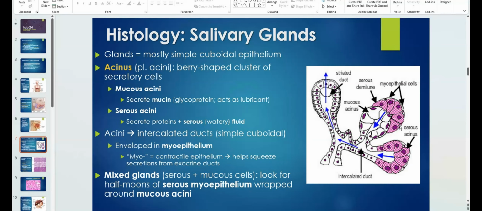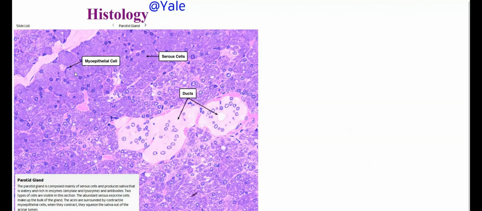Based on that term myo, this is going to have a muscular or a contractile function. So the myoepithelial cells that cap off the berry-shaped clusters here are going to contract and help squeeze secretions from these cells into ducts. They have that additional contractile function to help secrete as much as possible from these cells. And that is all that term refers to on the Yale Histology site. You will not be tested on that.